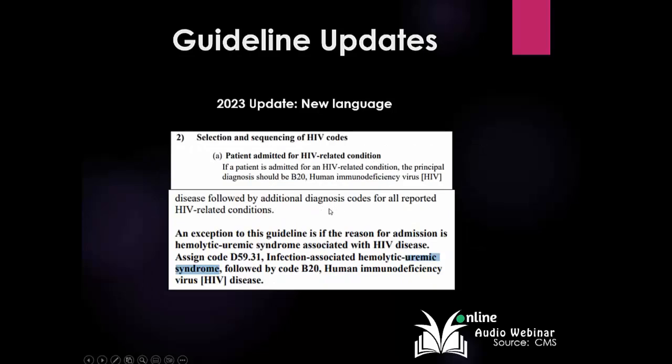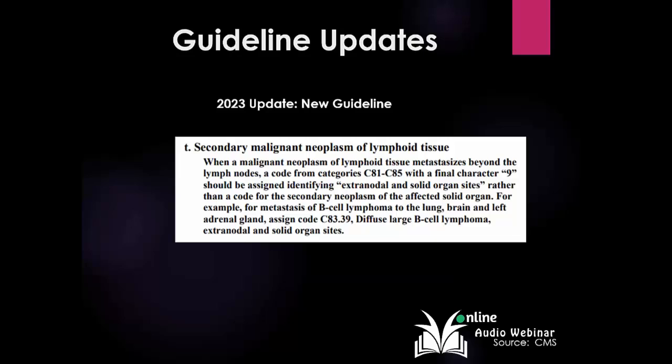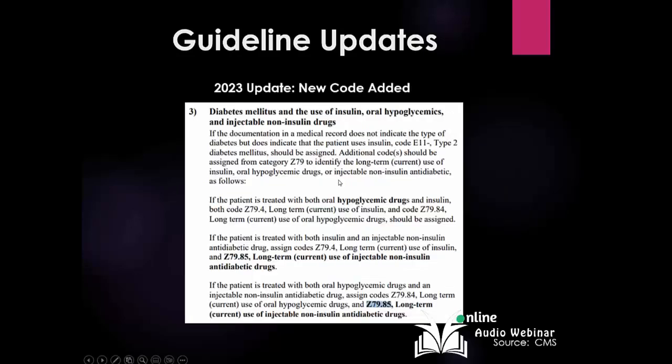We also have updated guidelines for selection and sequencing of HIV codes. We also have an update and change to admission and or encounter for treatment of primary site for malignancy. We also have a brand new guideline for secondary malignant neoplasm of lymphoid tissue. We also have a brand new code for long-term use of injectable non-insulin anti-diabetic drugs.